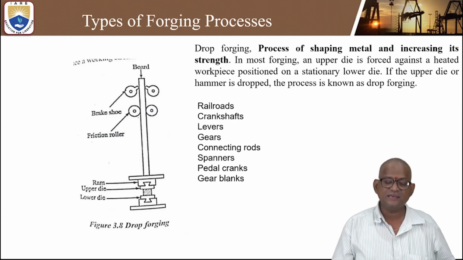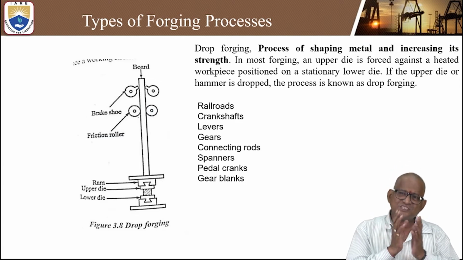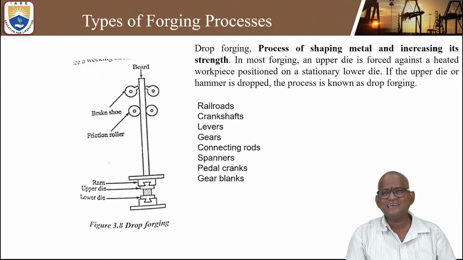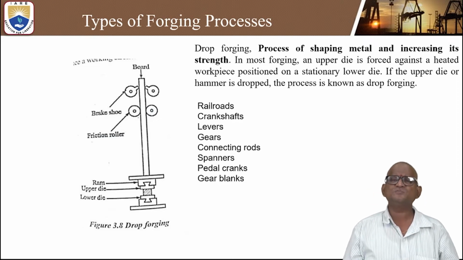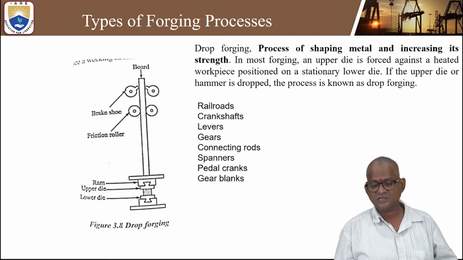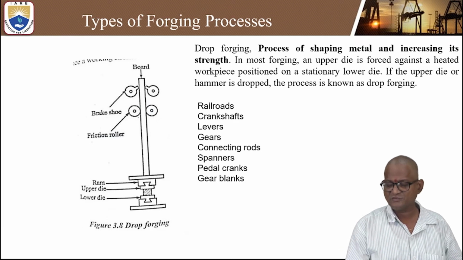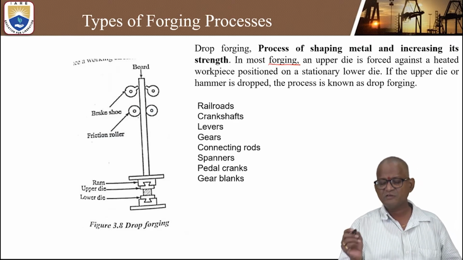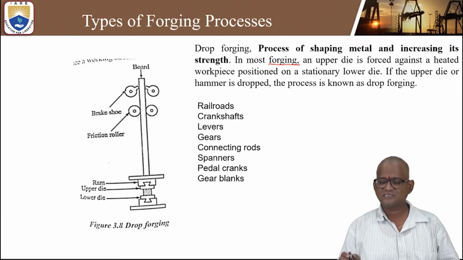So that is why drop forging can be defined as the process of shaping the metal and increasing its strength. That is, mechanical properties, strength, hardness, impact, compressive, whatever the strength, can be improved, so we can use the forging process. The principle involved in general forging is that an upper die is forced against the heated workpiece on a stationary lower die.